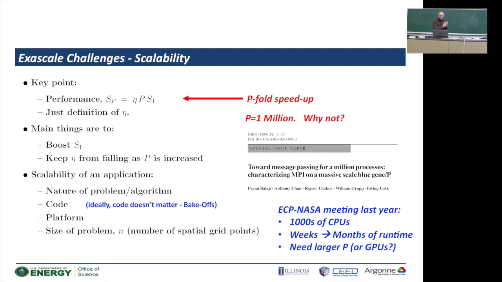But so I was at an ECP NASA meeting last year out at Ames. A lot of their codes are running on thousands of CPUs. They have weeks to months of runtime. And they kind of were asking the question, should we go to GPUs? What should we do? And so we've brought everybody together for that. But the point is weeks to months of runtime. That's the class of problems that we're talking about here.